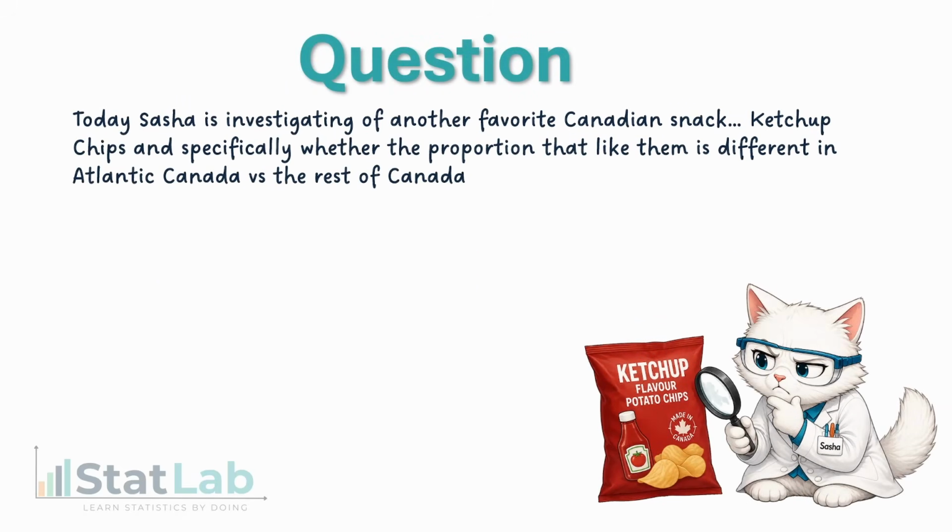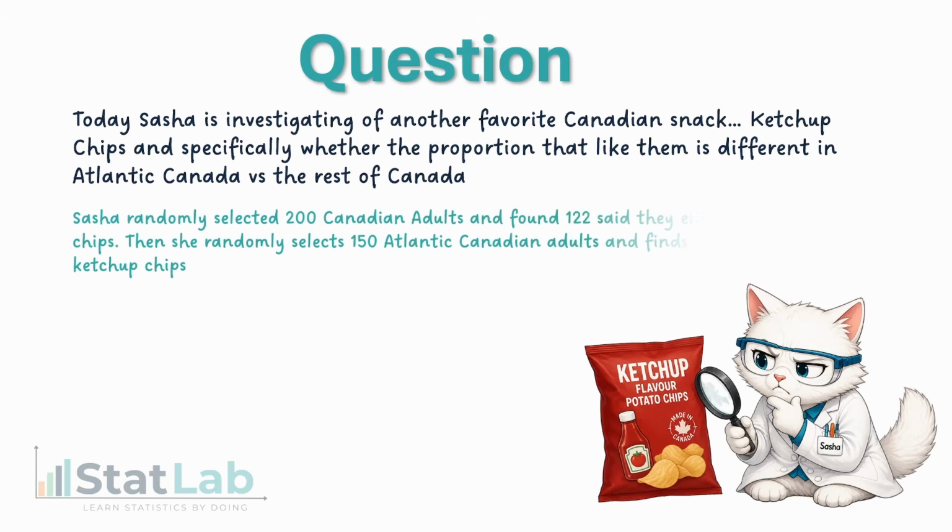And so Sasha was investigating another favorite Canadian snack, ketchup chips, and she specifically wanted to know whether the proportion that like them is different in Atlantic Canada versus the rest of Canada. So when we're doing a confidence interval for two proportions, we're going to be comparing two populations. So in the previous video, she had selected 200 Canadian adults and found 122 said yes, they enjoy ketchup chips. So now she's randomly selecting 150 Atlantic Canadian adults, and she finds that 108 like ketchup chips.